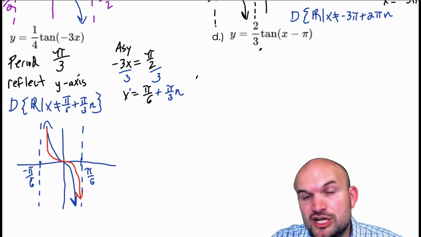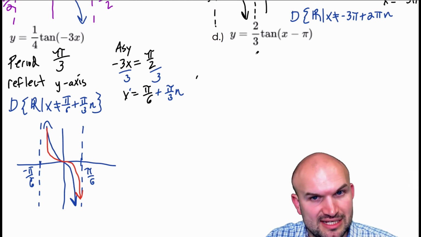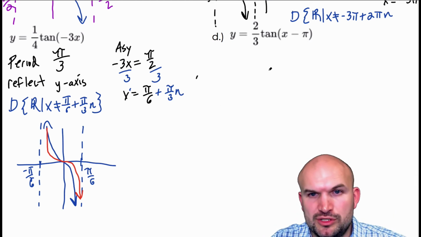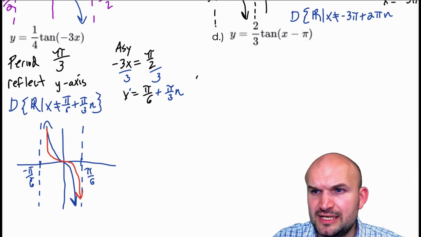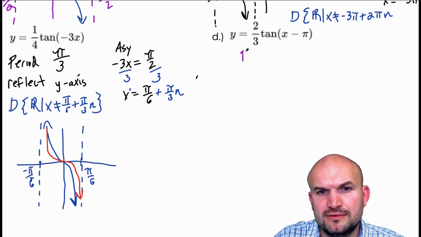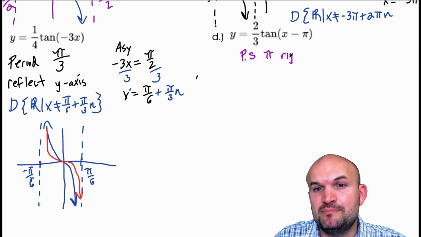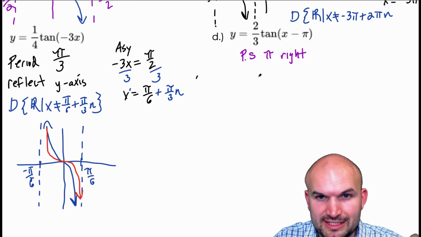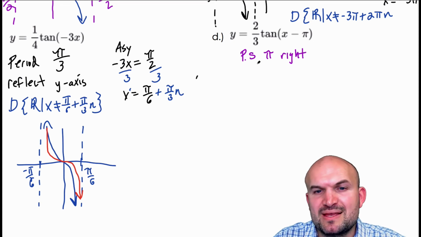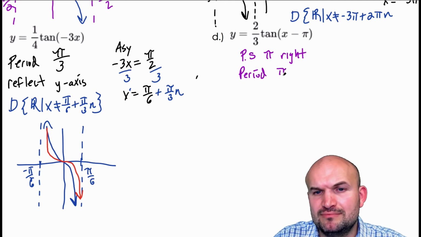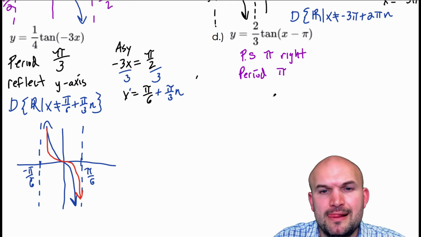Here again, we're going to have another vertical compression because 2/3 is less than 1. So again, my graph is going to be a little bit scrunched vertically. You can see here the phase shift is going to be pi to the right. I don't have a b, so I don't have to go through all that work I did before. And pi to the right, and that's it. So my period is just going to be pi over 1 in this case, and that's it.